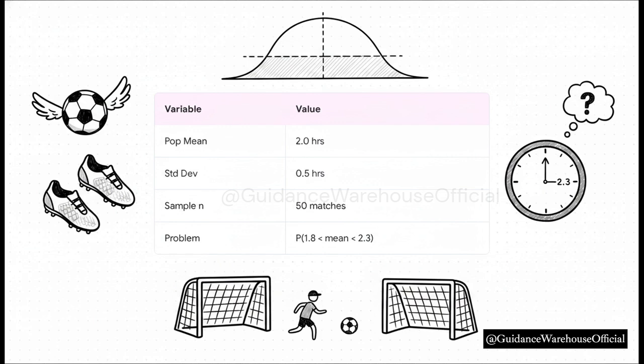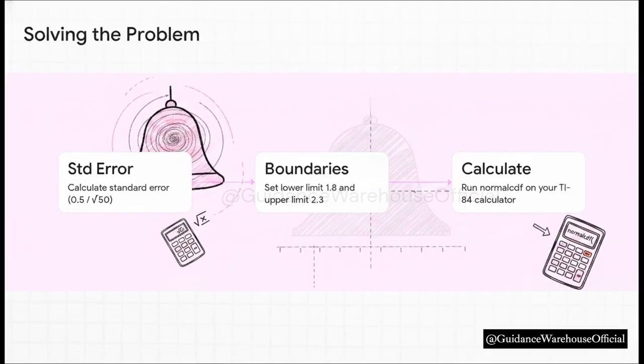We randomly draw a sample size n of 50 matches. So our problem? Find the probability that our sample mean, the average time of these specific 50 matches, falls somewhere between 1.8 and 2.3 hours. Here's exactly how we tackle this.